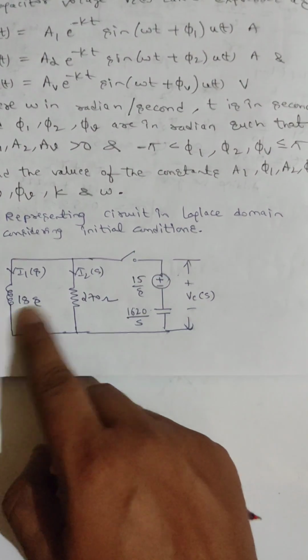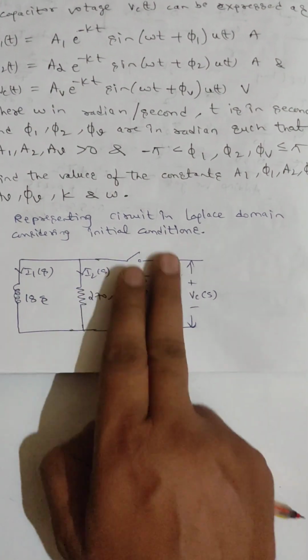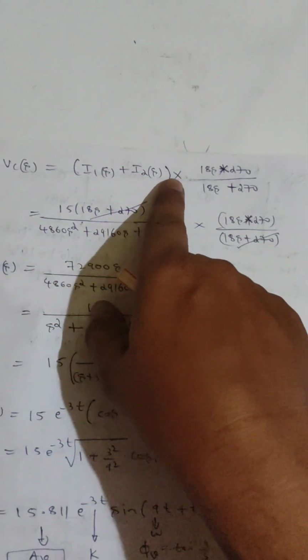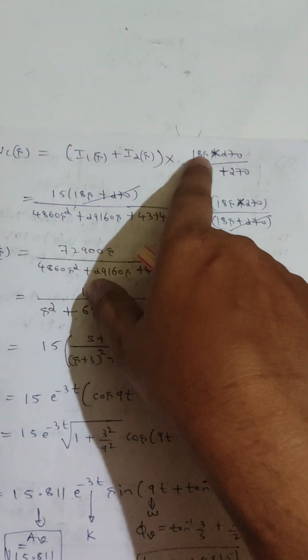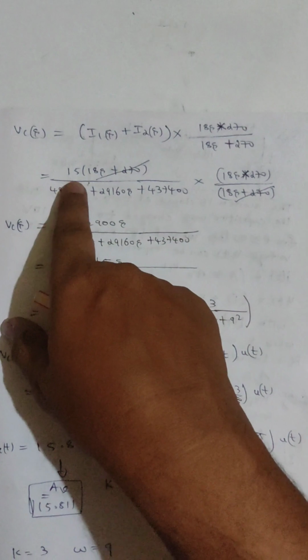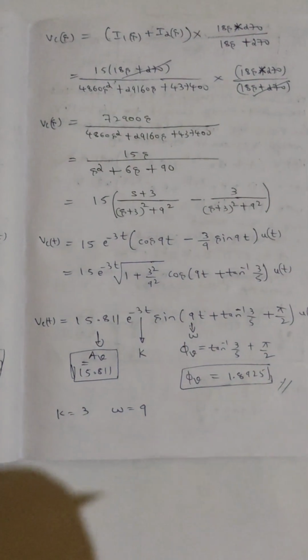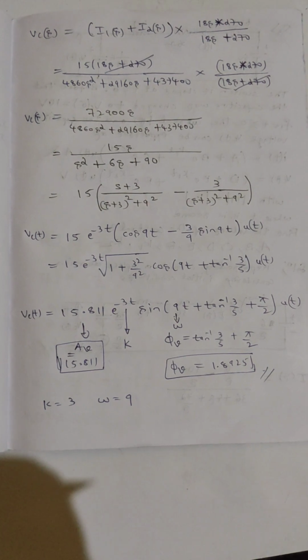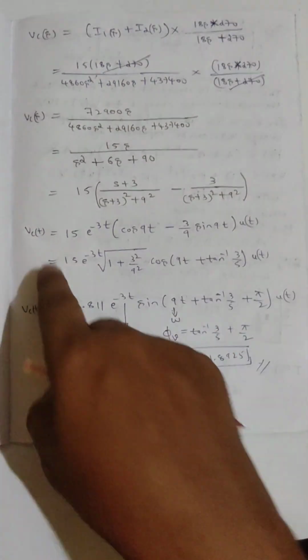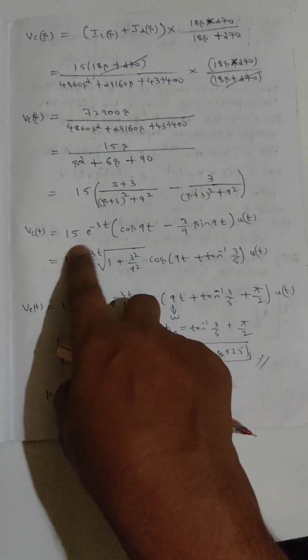See, supply current, these two are in parallel. That effective gives something. Current into this, you will get a voltage across this combination. That is what is written here. I1 of S plus I2 of S, that is the supply current, into 18S into, those two are in parallel, so numerator multiply, denominator add, 18S plus 270. Then simplify, this and this will get cancelled. Again same procedure. By entire simplification we got 15 e power minus 3t.